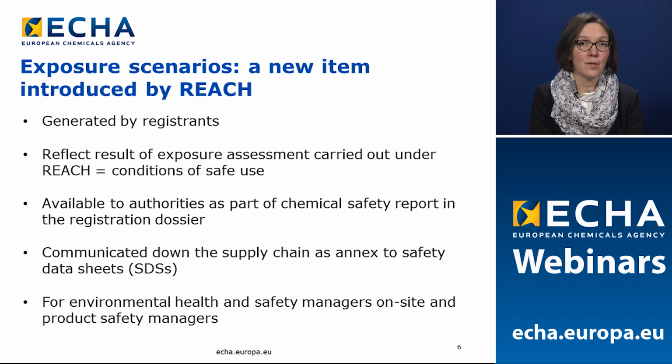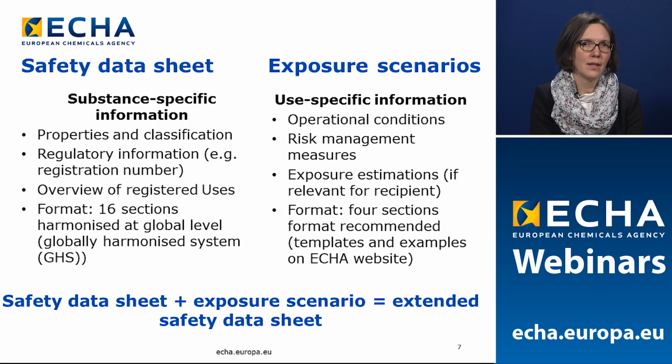In companies, the exposure scenarios received as an annex to the safety data sheet are to be checked by environmental, health and safety managers or product safety managers. But what is it exactly which is communicated via the safety datasheet and its annex? The safety datasheet itself mainly reflects information of a rather general nature related to the substance's properties. Safety datasheets contain, for example, the classification of the substance, threshold values for exposure, such as DNELs or PNECs, or general advice, such as first aid and firefighting measures.